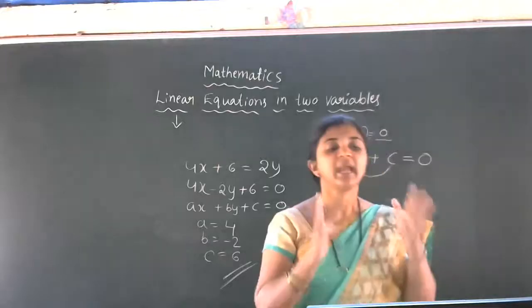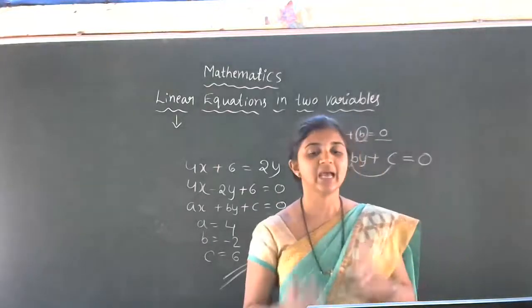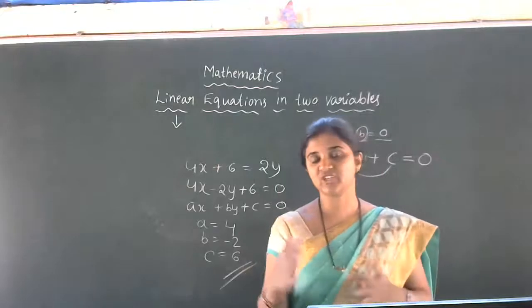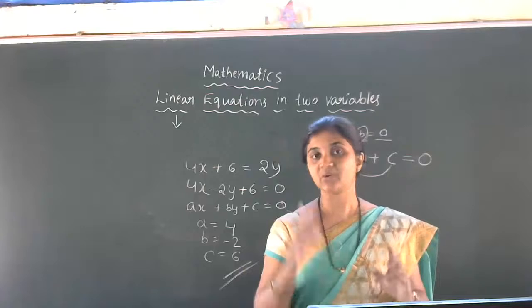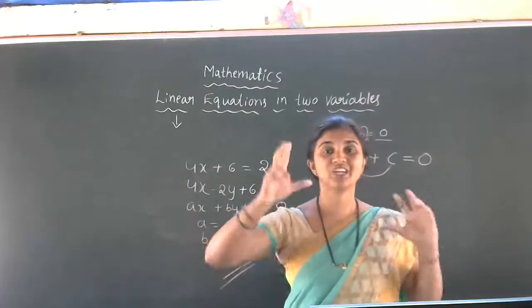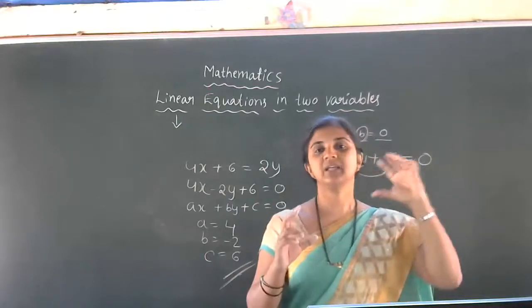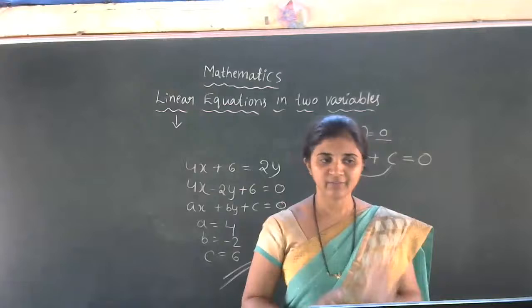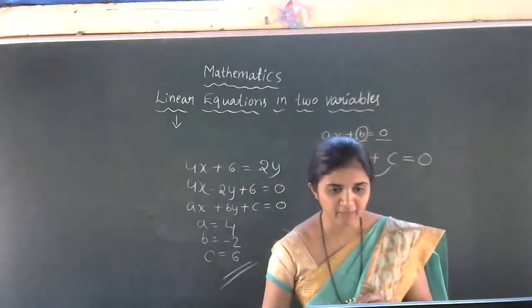This is the introduction part of linear equations in two variables. I think now you have got a clear picture of linear equations in two variables. So now let us work out example problems related to this type of concept: representing the given equation in general form and writing the a, b, c values. Can we work out those problems? Okay, so now, one second.